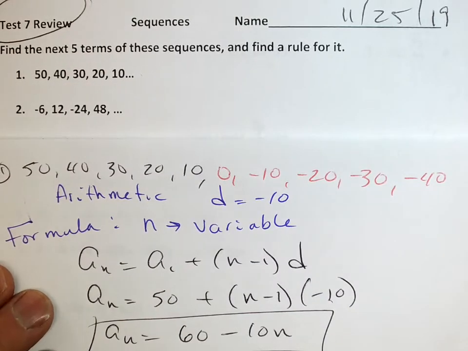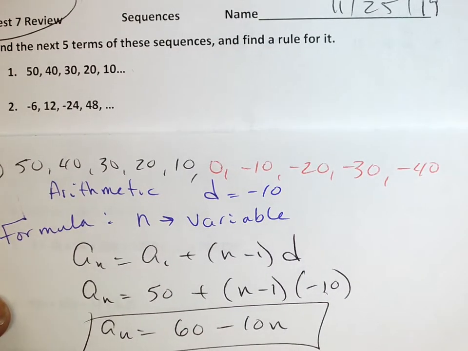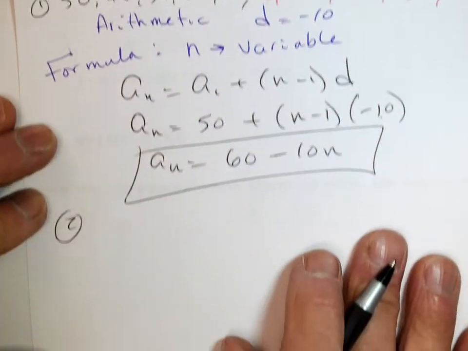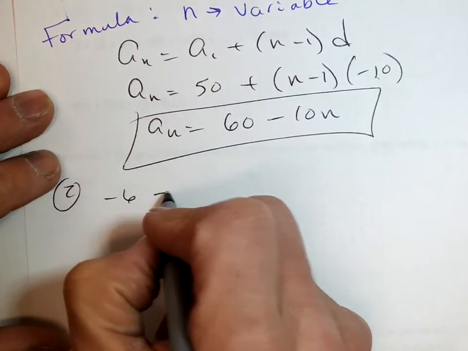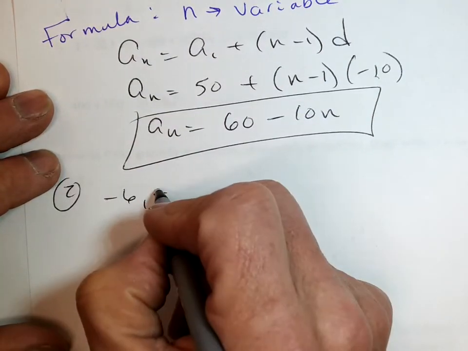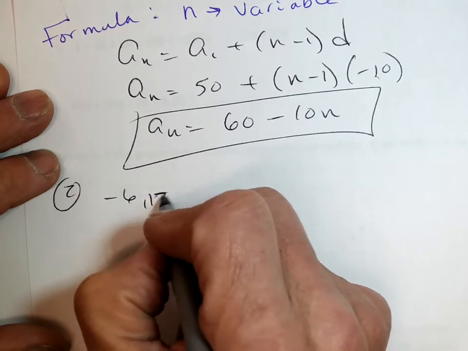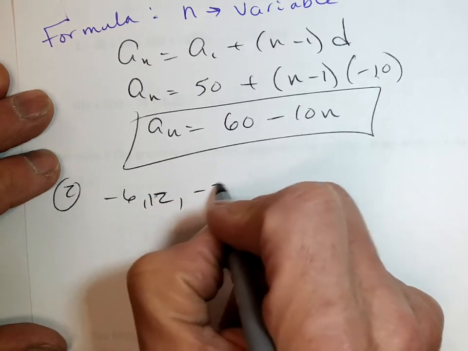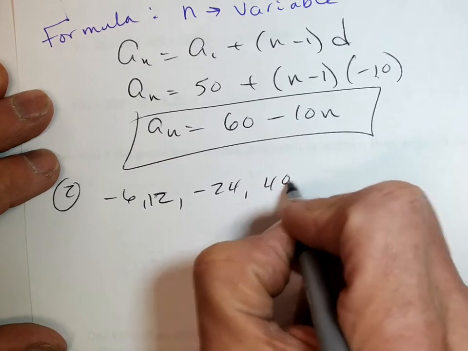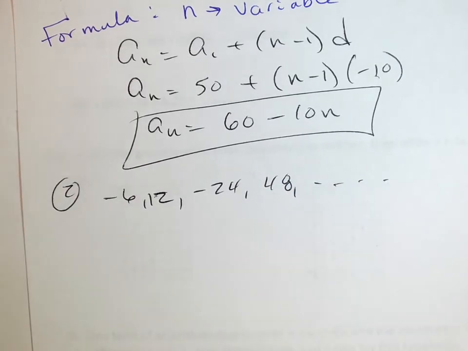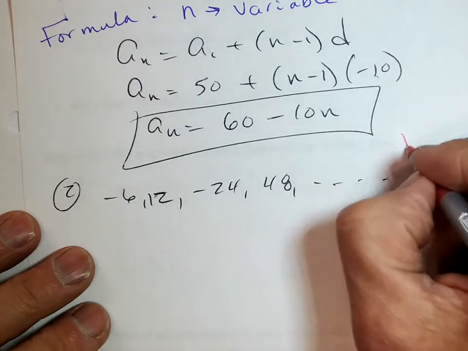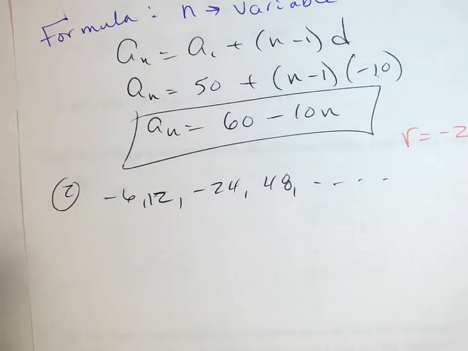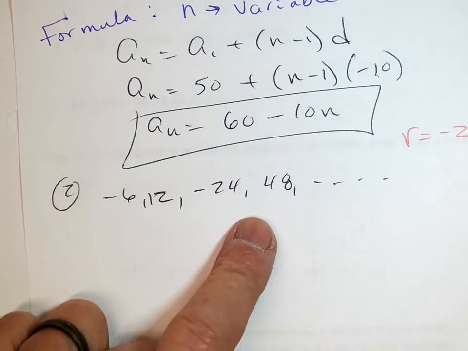Number 2, and if I get going too fast, tell me, okay? If I take a look at number 2, I've got negative 6, 12, negative 24, 48, dot, dot, dot. So what's going on? What do you guys see? Multiplying by negative 2. Good, I like that. So r, we're going to call it r, is negative 2.